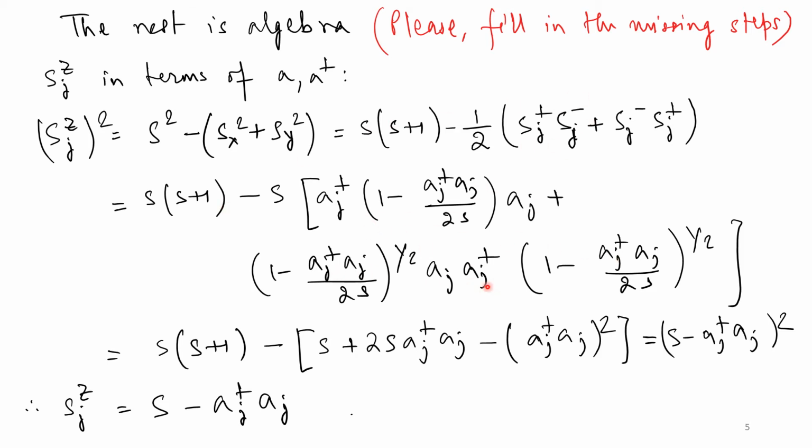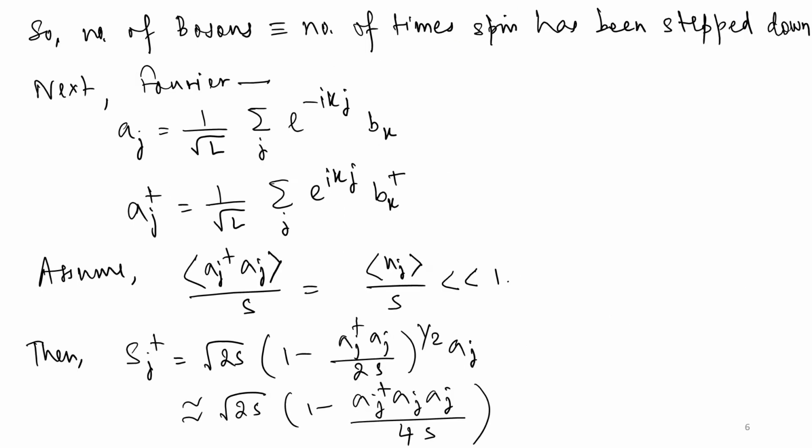Okay, then multiply everything, algebra, algebra, algebra, and we end up with the following expression for Sz squared in terms of A's. And now you see the initial intuition that helped us build the transformation indeed holds, because the Z component of the spin at any site J is indeed the total spin minus the number of excitations you have created, right? Perfectly makes sense. So the number of bosons is precisely the number of times the spin has been stepped down at a given site.